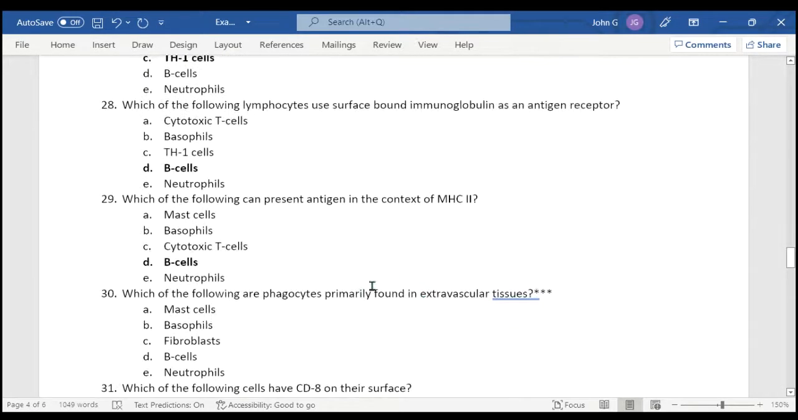Which of the following are phagocytes found primarily in extravascular tissues? This one did not have a correct answer listed whatsoever. Sanders told me he was going for macrophages, but he forgot to include it as an option. So there was no answer to this one. You got it right automatically.